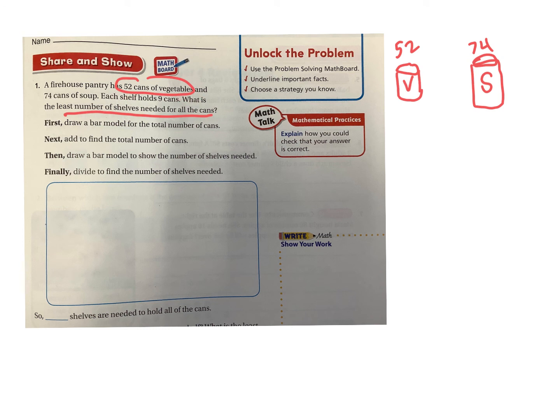Each shelf can hold 9 cans. Okay, I'm going to draw a shelf with a can on it. I'm not going to draw all 9, but I'm just going to tell myself 9 on a shelf, like that. It's just so my brain knows what's going on. Okay.